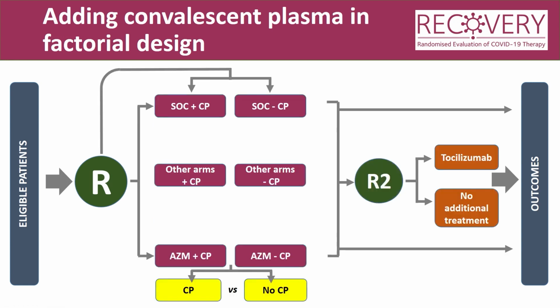So when we put that all together, we end up with a design that looks like this, where patients being randomised are randomised both between standard of care and azithromycin at the moment, and possibly other arms in the future, but at the same time they are simultaneously randomised between convalescent plasma or no convalescent plasma. And then the second randomisation can continue as normal after that.